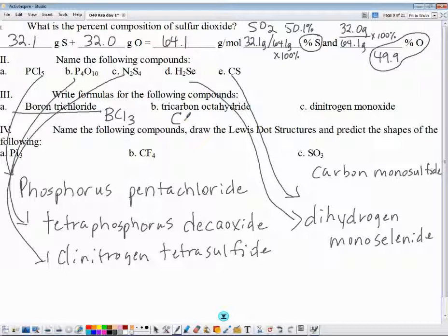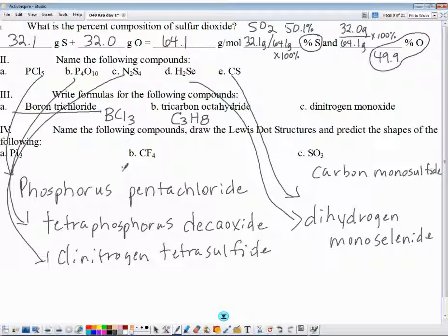Tricarbon octahydride. C3H8. All right, quick question, Tiffany. Is that compound organic? Tyler? How is it organic? How do you know? It's got carbon in it.